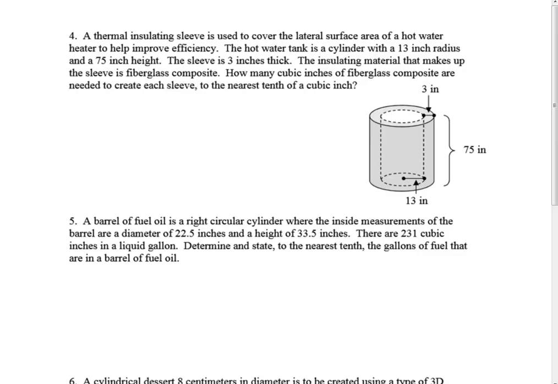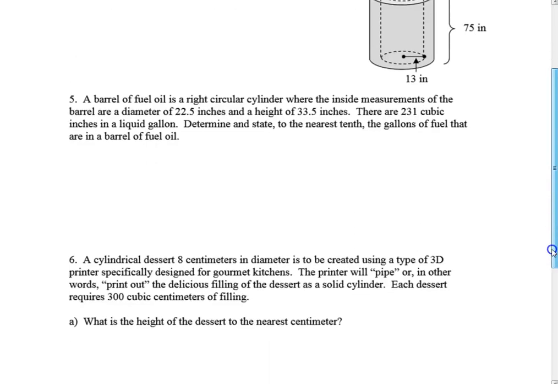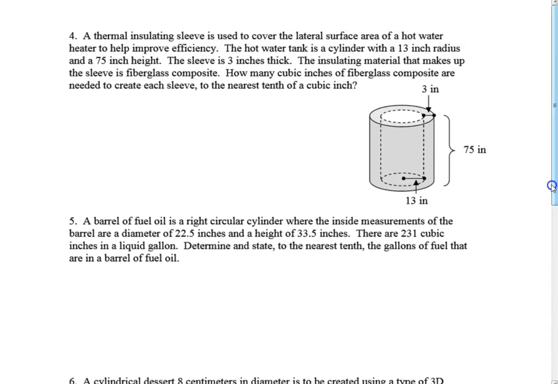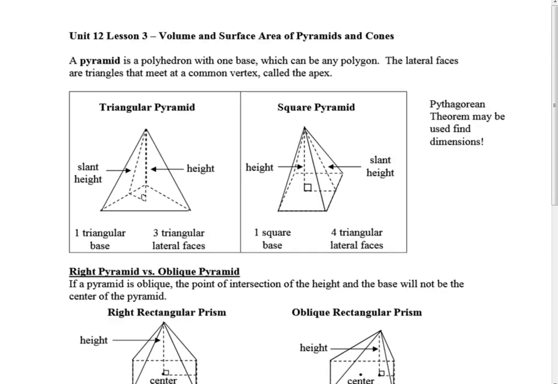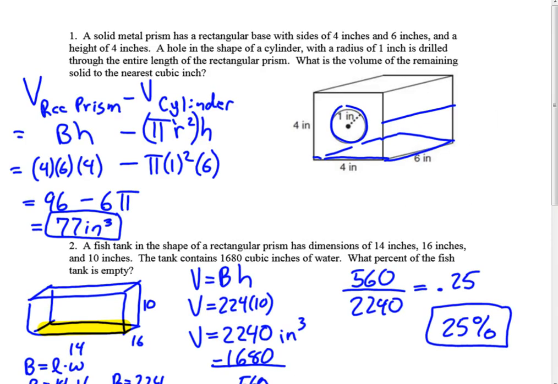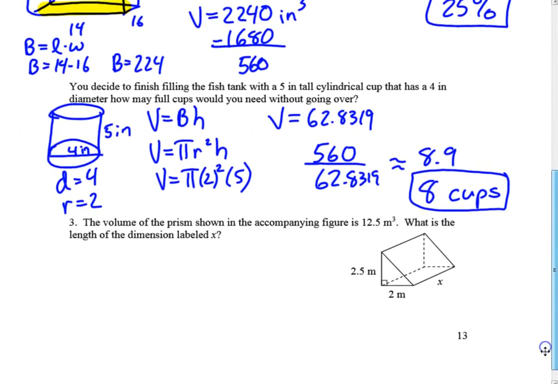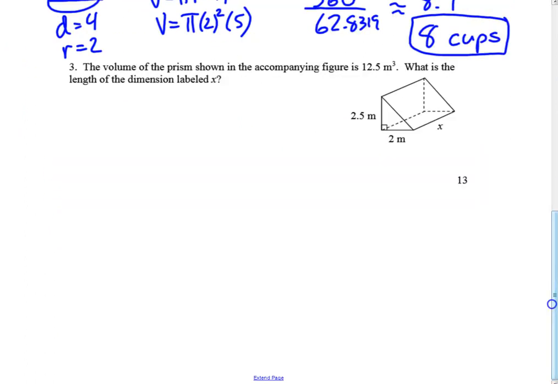Okay, what else do we have left here? There's some other types of examples on here, and maybe what I'll do is just split this up a little bit. I'll finish those, but I think you have an idea of what we have going on here. Let's actually finish up with this one triangular one. Volume of the prism shown in the accompanying figure is 12.5. What is the length of the dimension labeled x?